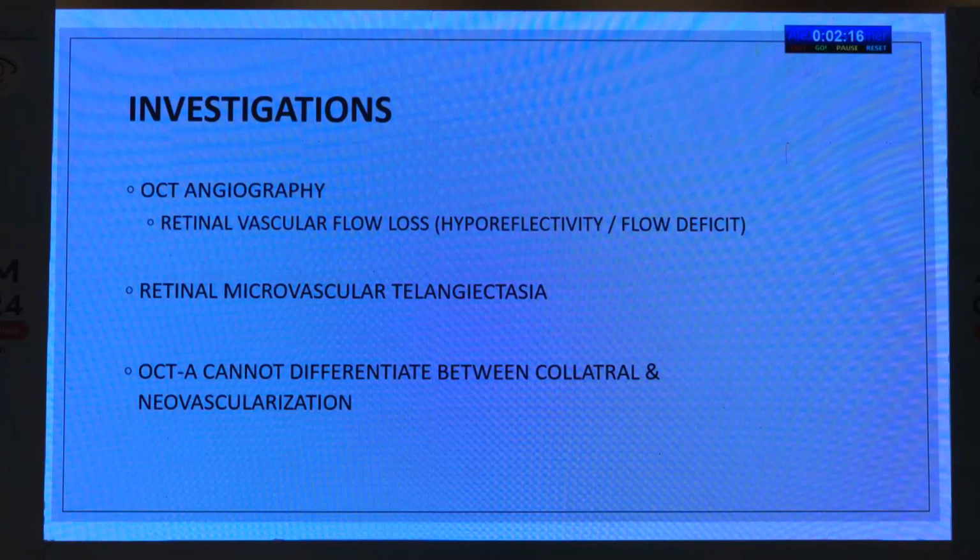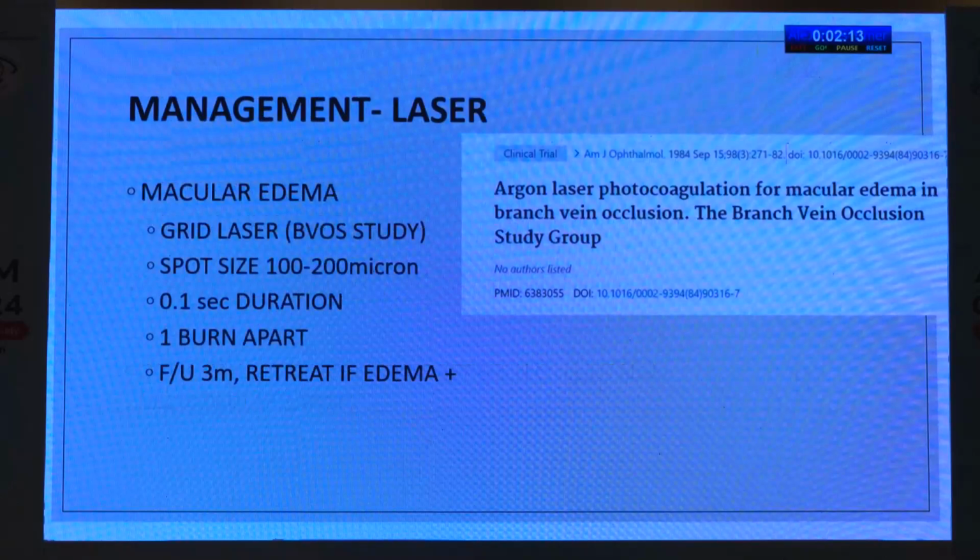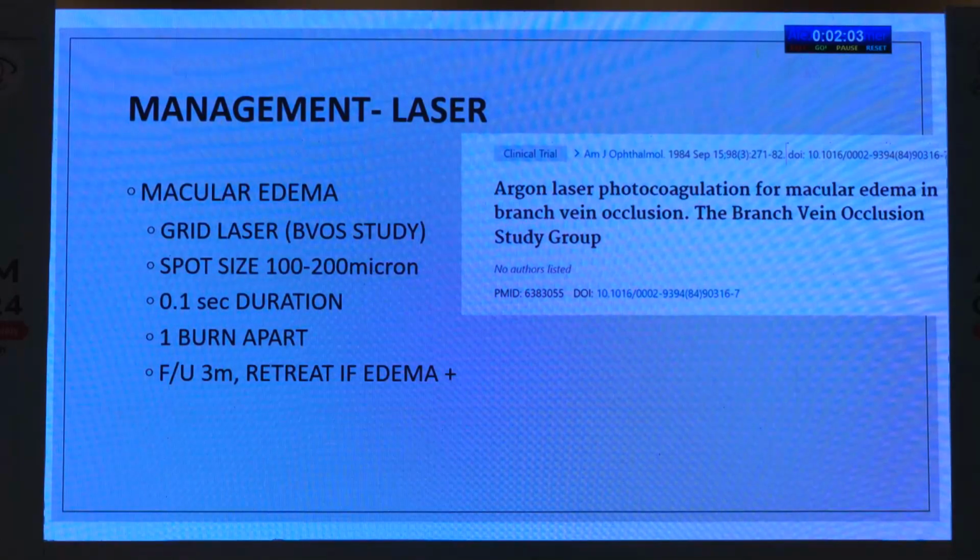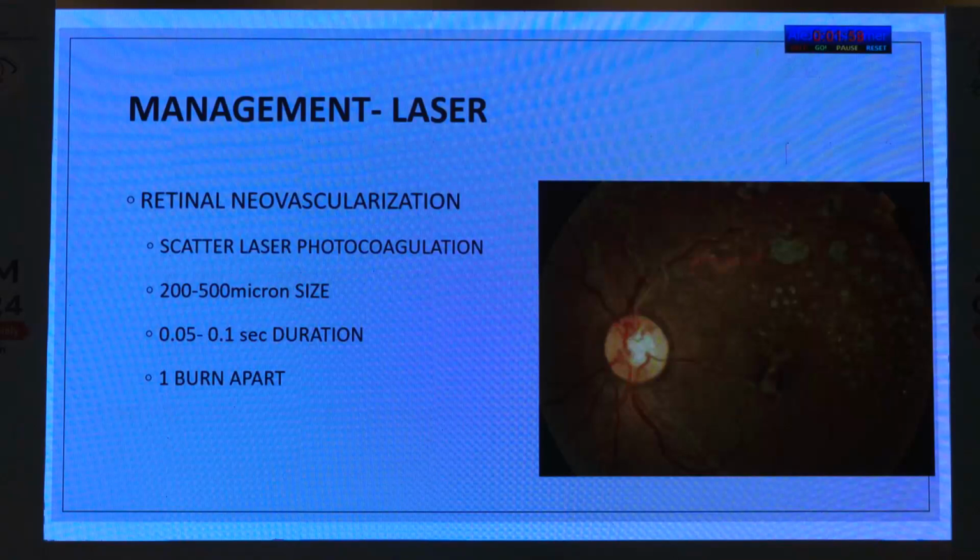OCT-A cannot differentiate between collateral and neovascularization. Management, what we do is, if there is macular edema, we inject anti-VEGFs, and once the hemorrhages have resolved, we do sector laser photocoagulation. So these are a few studies. This is the picture depicting the scatter laser photocoagulation.